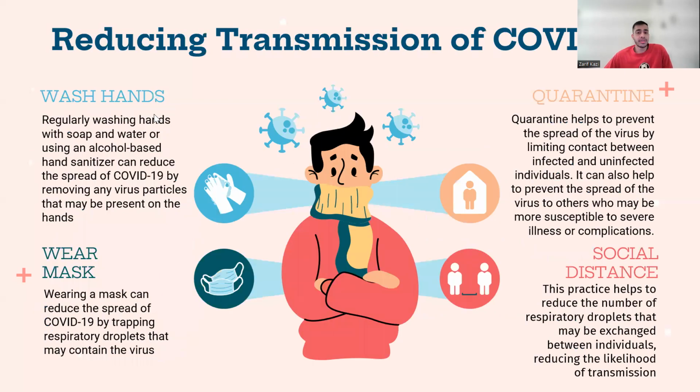So how do we reduce the transmission of COVID-19? There are four guidelines that we have to follow to reduce the spread of COVID-19. Number one is to wash hands. Regularly washing hands with either soap or alcohol-based sanitizer can help reduce the spread of COVID-19 because it removes the virus particles present on your hands. In the example we talked about earlier, if someone sneezed before touching the door handle, and they used hand sanitizer or washed their hands with soap, then they would have been perfectly fine and it wouldn't have spread.